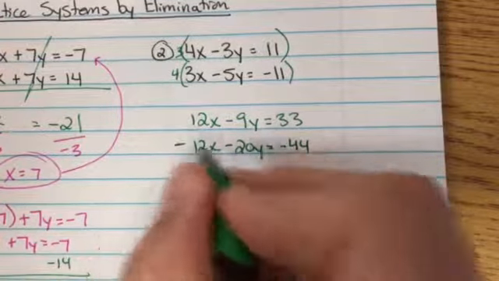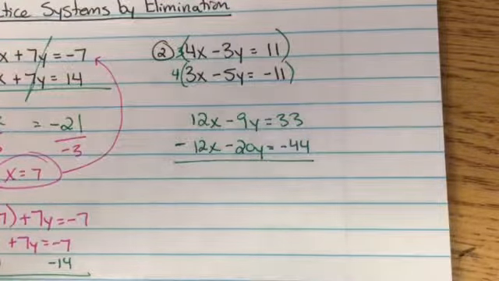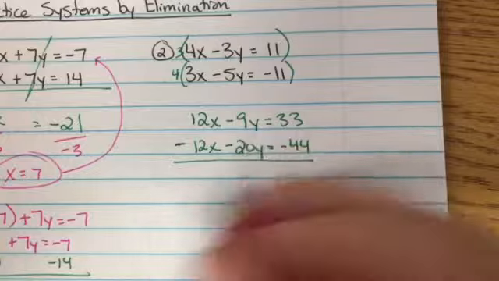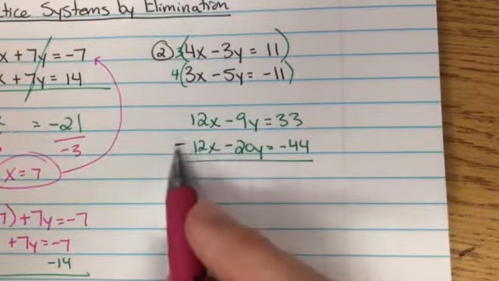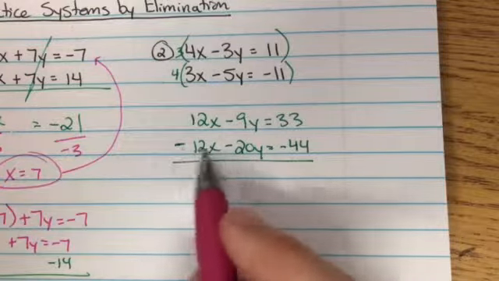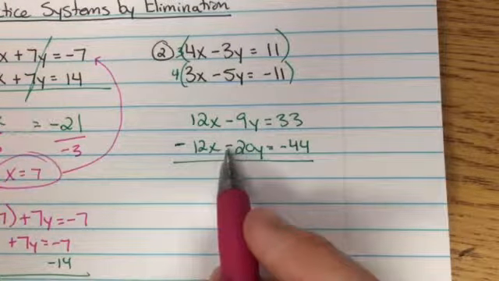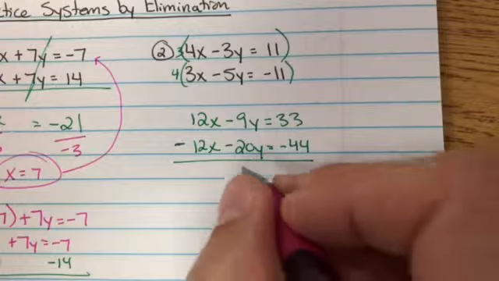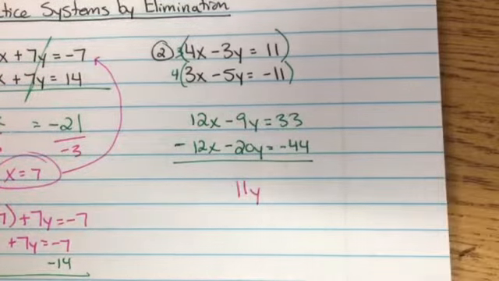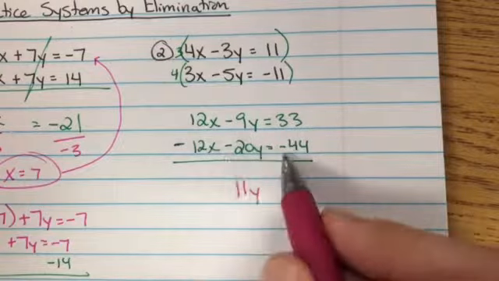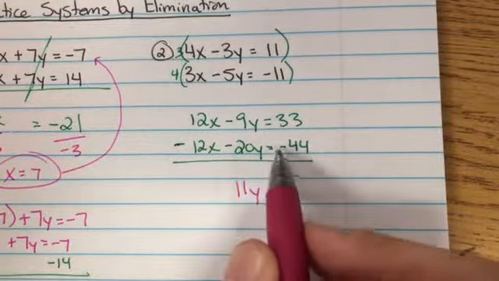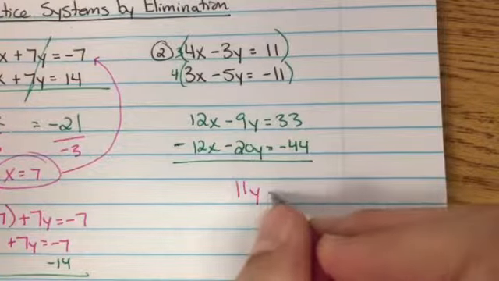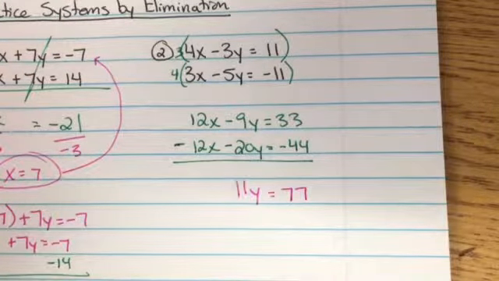So in this one we got a match, we subtract, and we're going to go ahead and get 12 minus 12 is 0, cancels out. Negative 9 minus negative 20. Double negative right there is like a plus. So it's like saying negative 9 plus 20. That would be 11y. 33 minus negative 44. Again, the double negative is like a plus. So 33 plus 44, that's 77.